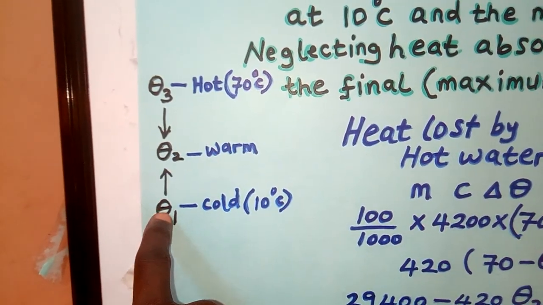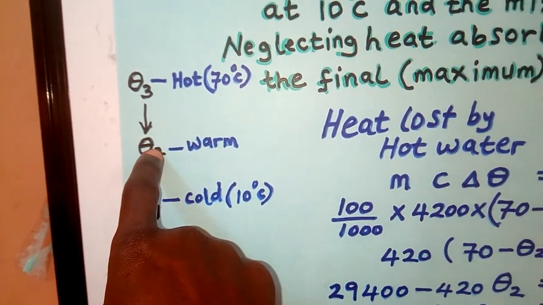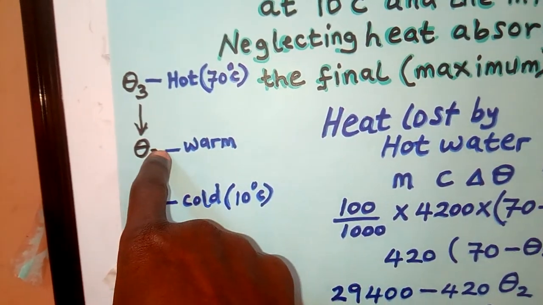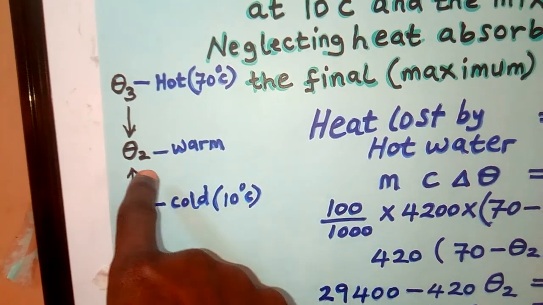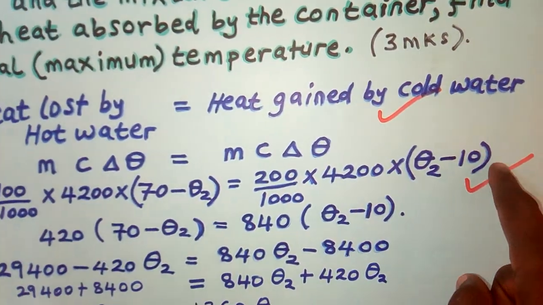So when you look at theta 1 and theta 2, theta 2 is bigger. So when you are subtracting, you start with the big one. You don't say theta 1 minus theta 2 because theta 1 is small. It is theta 2 minus theta 1. But theta 1 is already given as 10. So it is theta 2 minus 10. So you write here theta 2 minus 10.